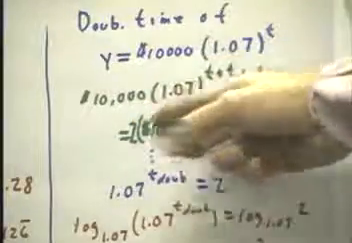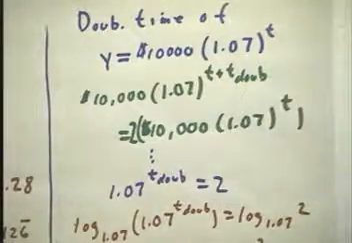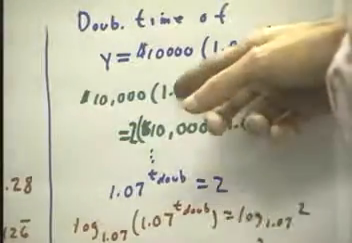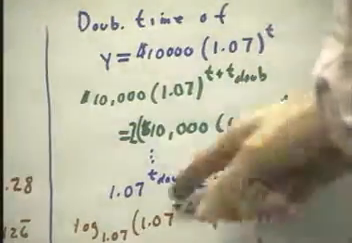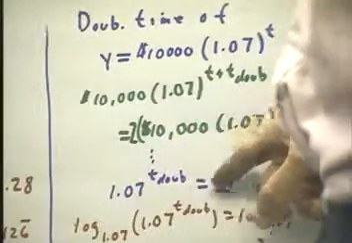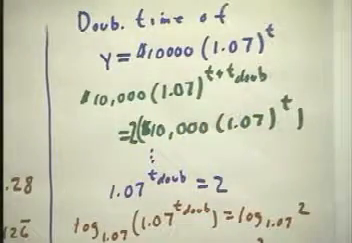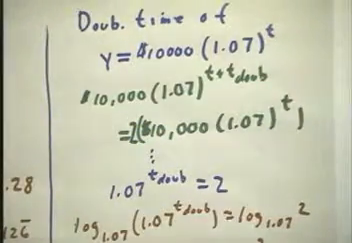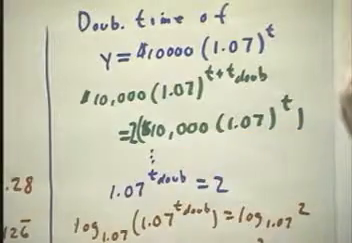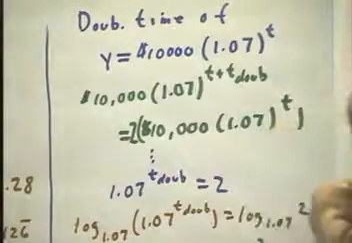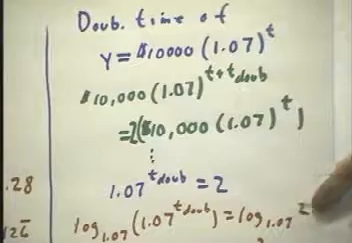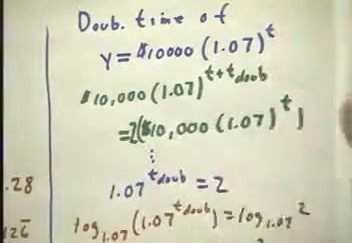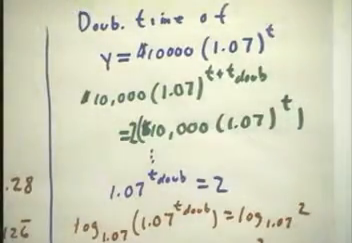Now solving this, again, by means that we used earlier, we'll divide both sides by $10,000, and we'll use the laws of exponents here, and it's going to turn out that we have 1.07 to the t dub equals 2. We got down to this point. How do we solve from there? Well, let's just take the log to the base 1.07 of 1.07 to the t dub. And of course we have to take the log base 1.07 of this side too if we're going to do it on this side in order to maintain the equality.